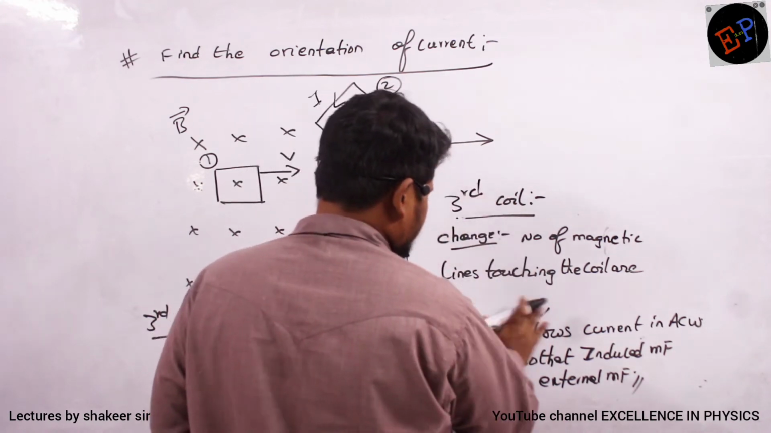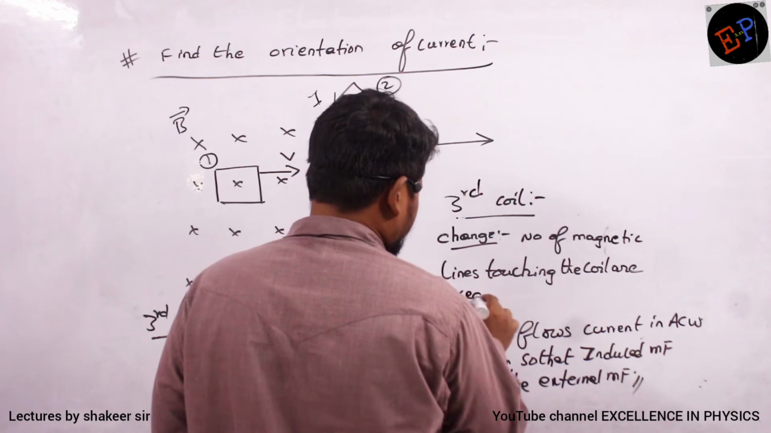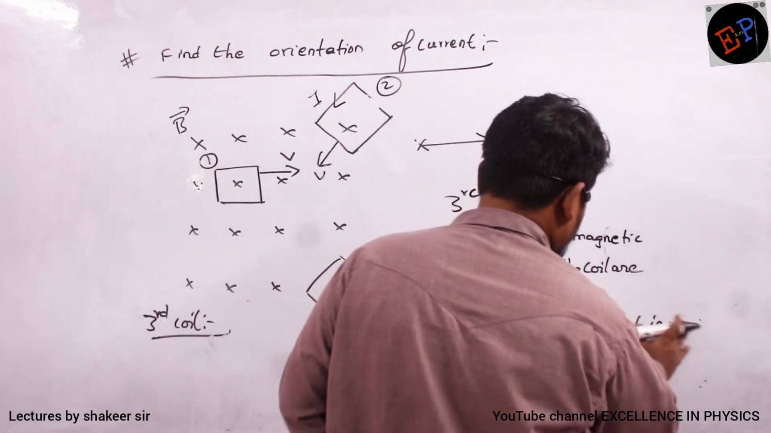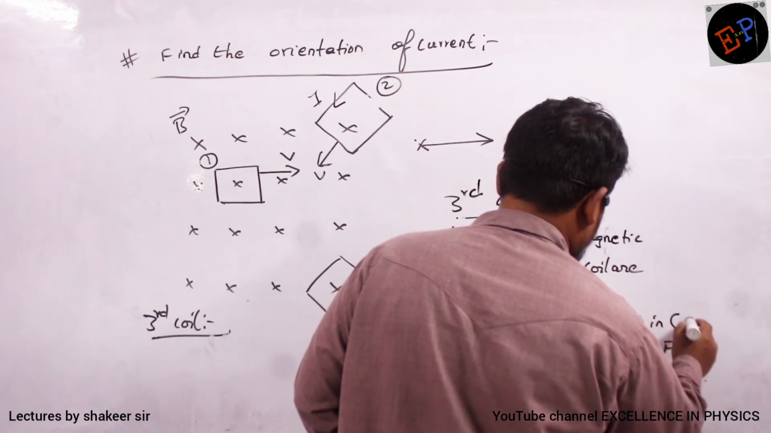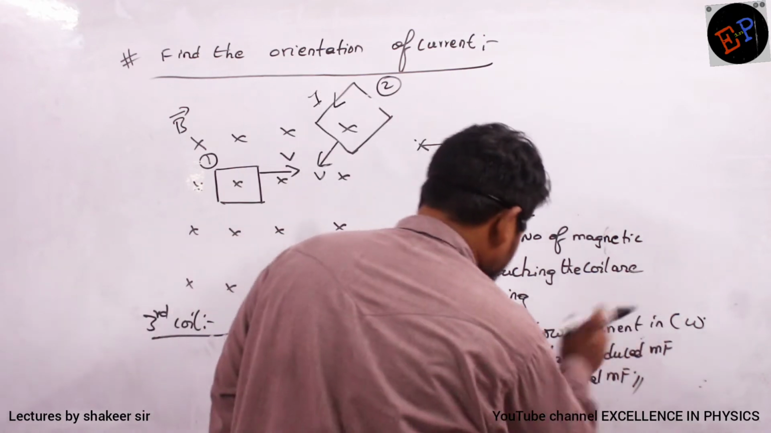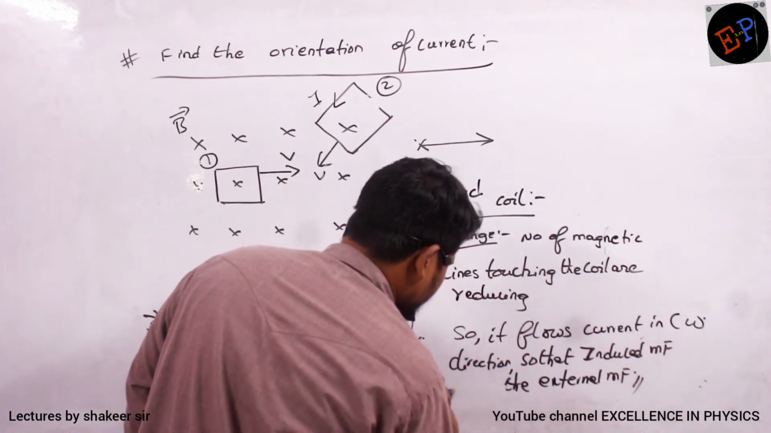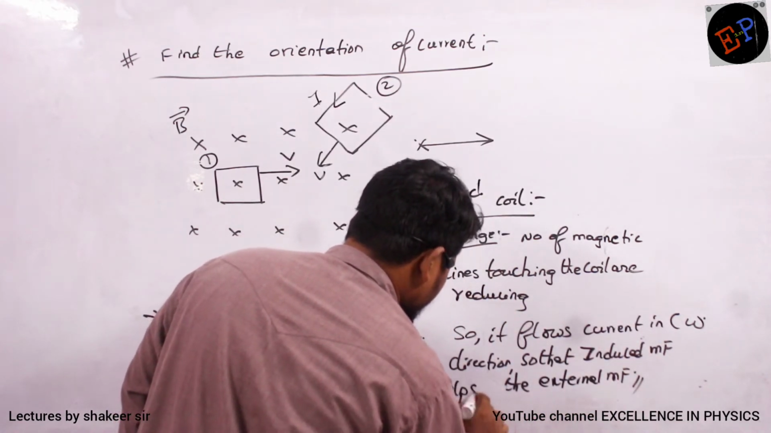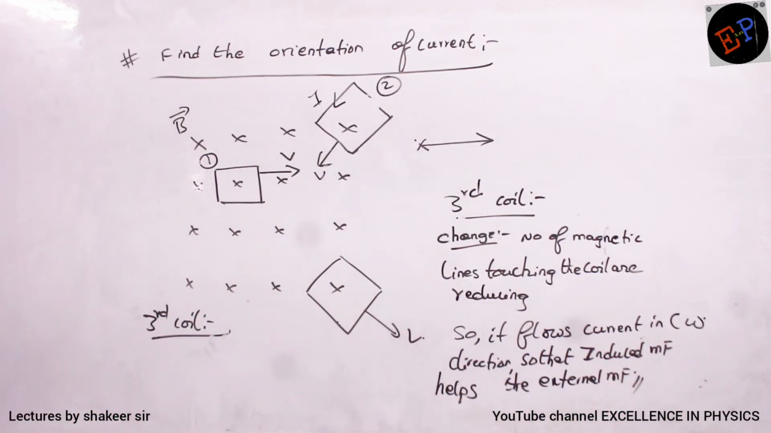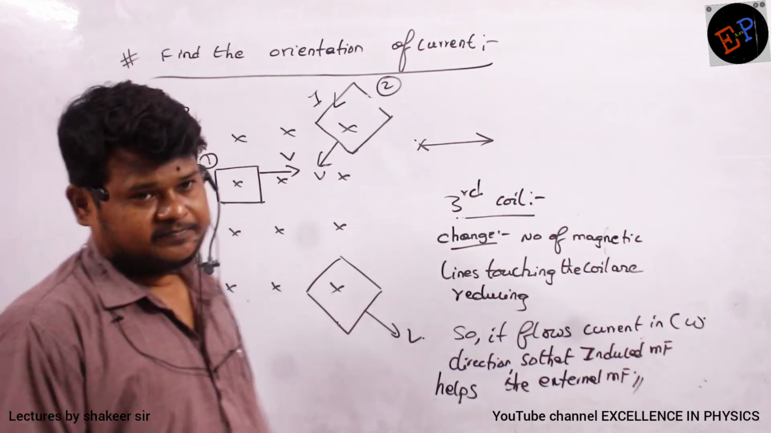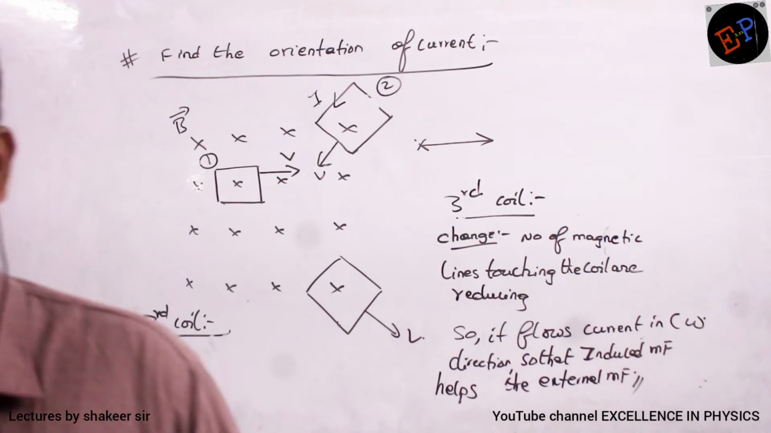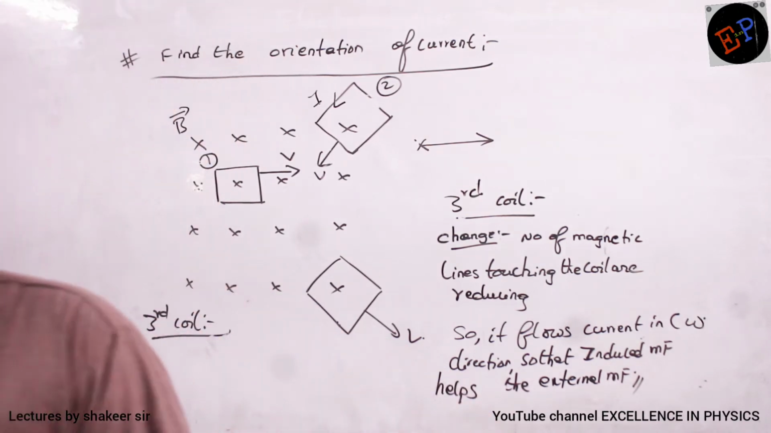The number of magnetic lines are reducing. Okay? So it flows current in the clockwise direction so that the induced EMF, instead of opposing, helps the external magnetic field. Now it will help the external magnetic field, because it doesn't want the number of magnetic lines to reduce.